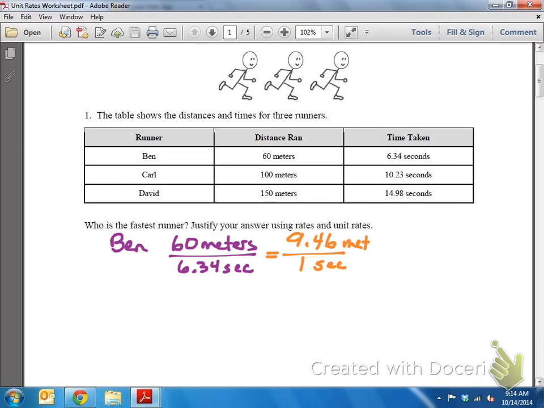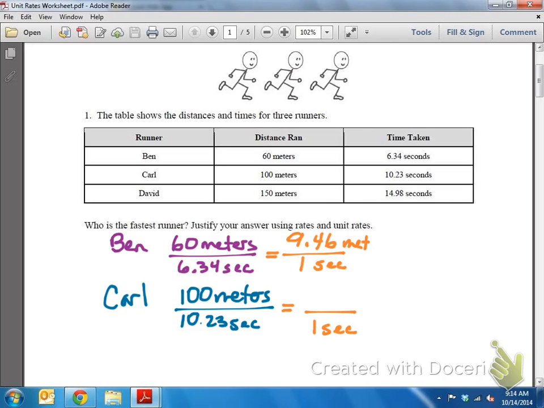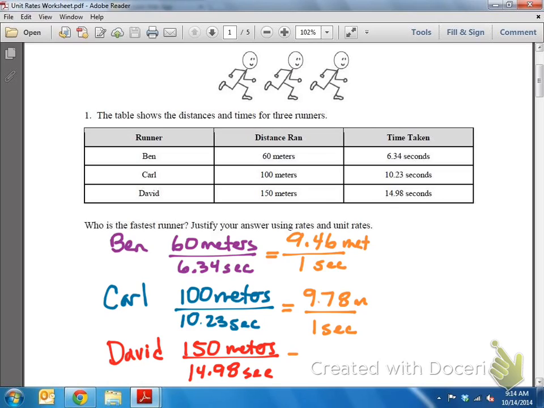We just did Ben, now let's do Carl. Remember, we put meters on top, seconds on the bottom. And to compare them, we need to make our denominator 1 second, meaning we divide 100 by 10.23, which gives us 9.78. So Carl ran at a rate of 9.78 meters per second. All right, then finally we have David. David ran 150 meters over 14.98 seconds, but we want to find out how fast he ran in 1 second. So we divide 150 by 14.98, and we get 10.01 meters per second.